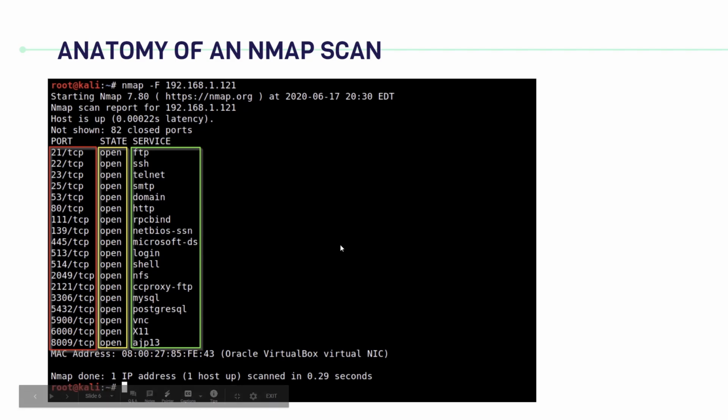So that is just a basic anatomy of an nmap scan and the results that you are likely to get when scanning particular targets or hosts on a network. That being said, that's going to be it for this lecture. I'll be seeing you in the next lecture.